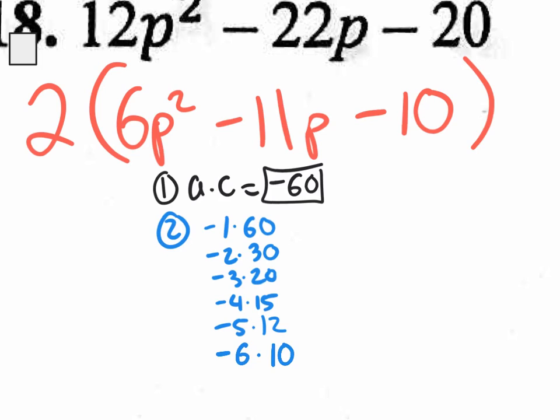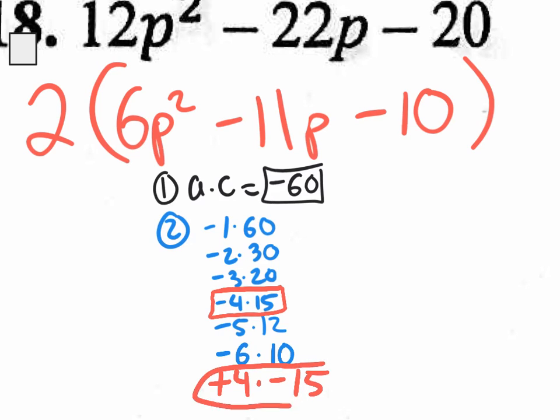Okay, so which pair of numbers combines together to give us negative 11? The negative 4 and positive 15, that combines together to give you a positive 11. So you know if we want the negative 11, you're going to have a positive 4 times a negative 15. So this is the pair of numbers that we want, not this one, right?